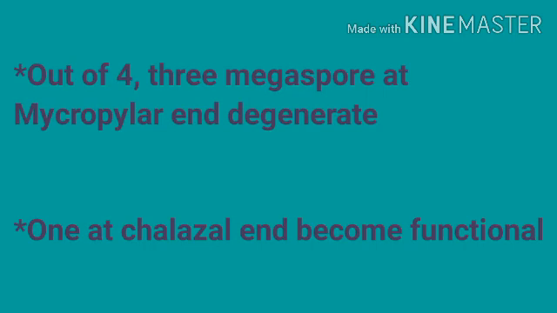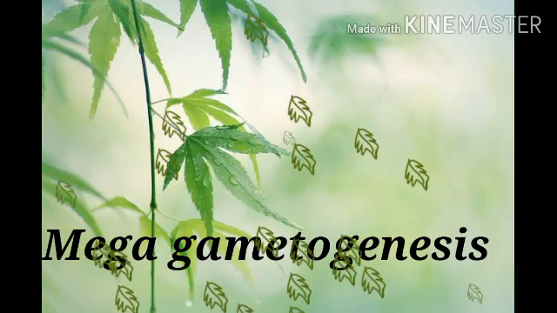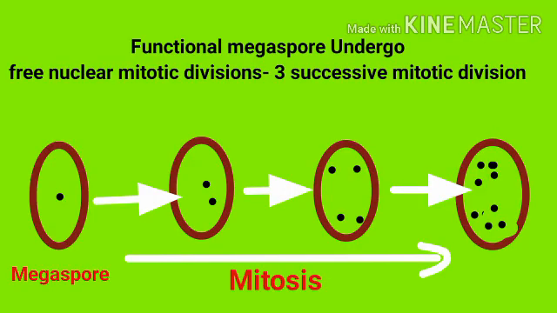Let us see the development of this megaspore, which is called megagametogenesis, that is, the formation of gametes from the megaspore. Now how does it happen? Here the functional megaspore, that is only one megaspore is functional, right? This megaspore undergoes free nuclear mitotic division. It is not meiotic division, it is mitotic division. Please note that. Here they undergo 3 successive mitotic divisions, and you can see in the picture how the nuclear division happens.